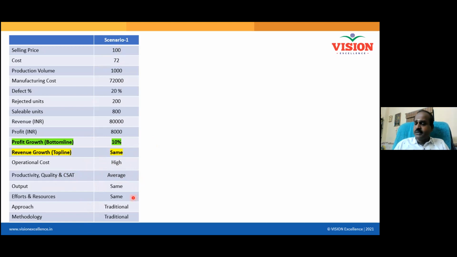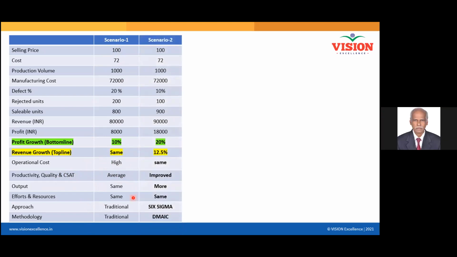Now I'm going to take you to the next scenario, scenario number 2. Same company, selling price is same, manufacturing cost is same, production volume is same. Look here, they reduce the defect percentage from 20% to 10%. Earlier, they were maintaining a defect percentage of 20%. Now it is reduced to 10%. That means out of 1000 units, now only 100 units are getting rejected, right? So saleable units becomes 900. How will this impact your revenue and profit?